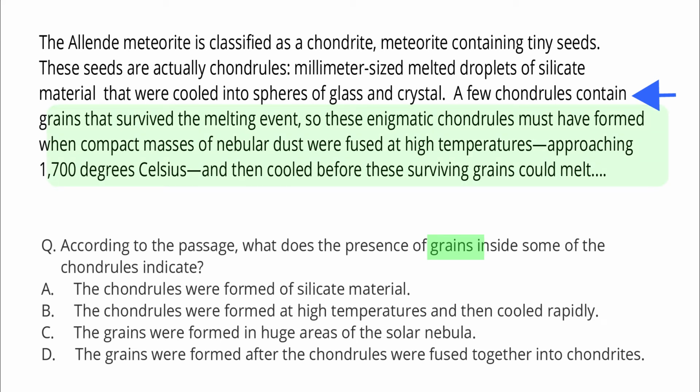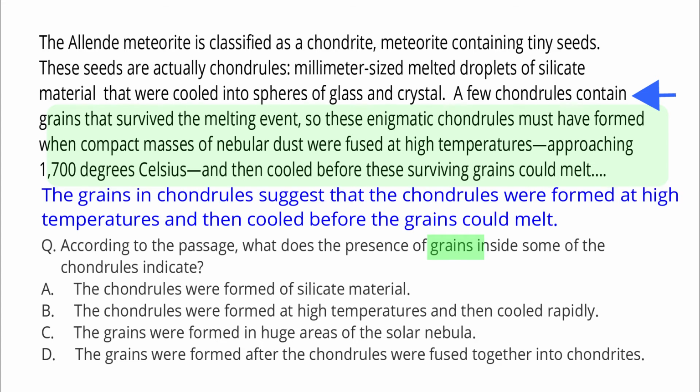A few chondrules contain grains that survived the melting event, so these enigmatic chondrules must have formed when compact masses of nebular dust were fused at high temperatures, approaching 1700 degrees Celsius, and then cooled before these surviving grains could melt. The grains in chondrules suggest that the chondrules were formed at high temperatures and then cooled before the grains could melt. Based on this knowledge, let's look for an option that corresponds to ours.